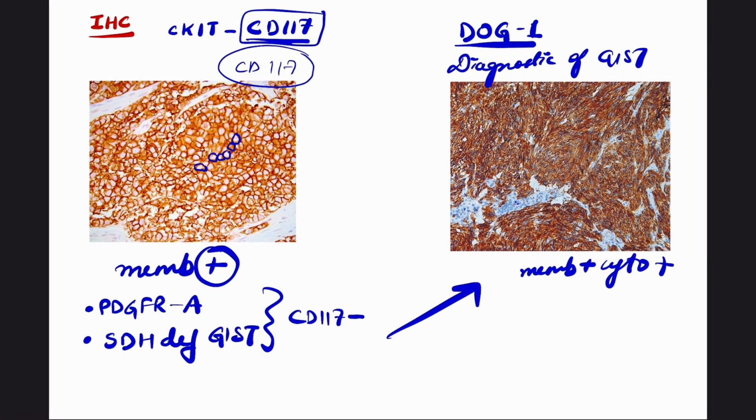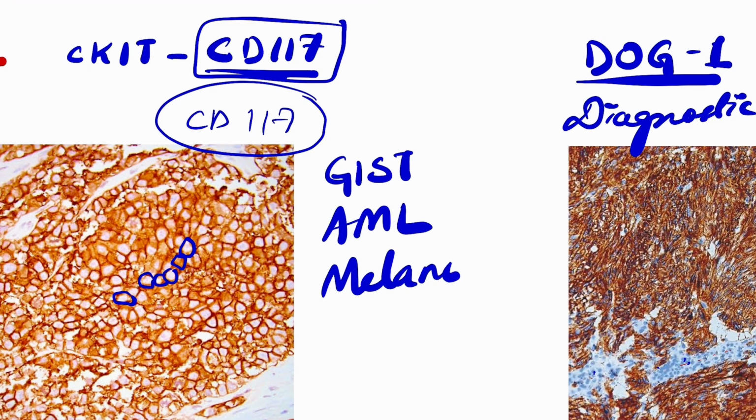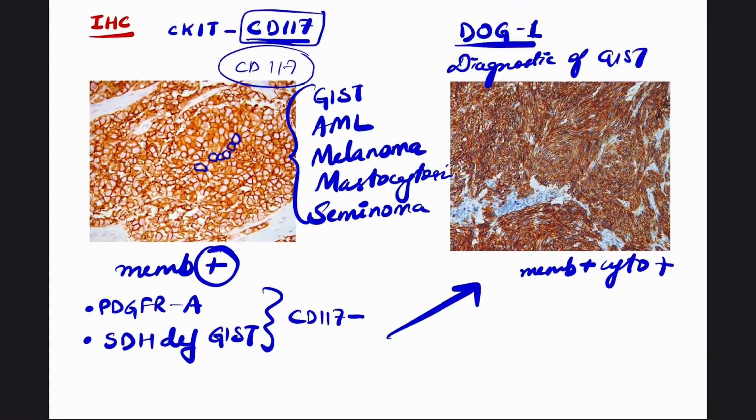CD117 is highly sensitive but not specific, because CD117 can also be positive apart from GIST. It can be positive in AML, melanoma, mastocytosis and seminoma. So these five conditions show positivity for CD117. Hence it is sensitive for GIST but not specific. In such cases, you can also do DOG1. DOG1 is highly specific for GIST.